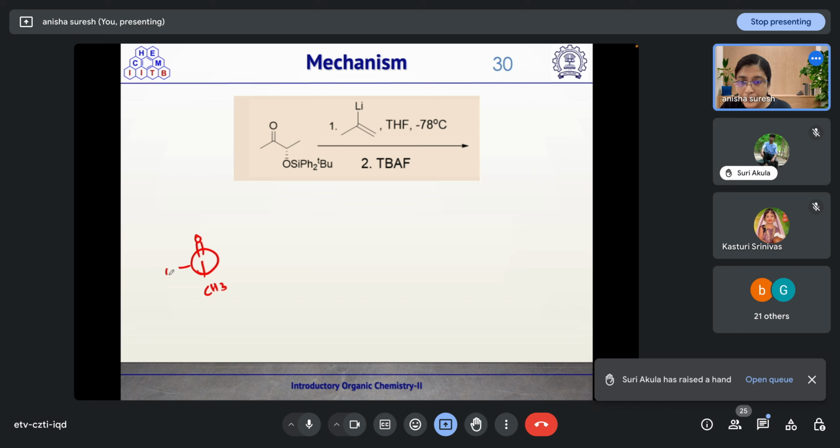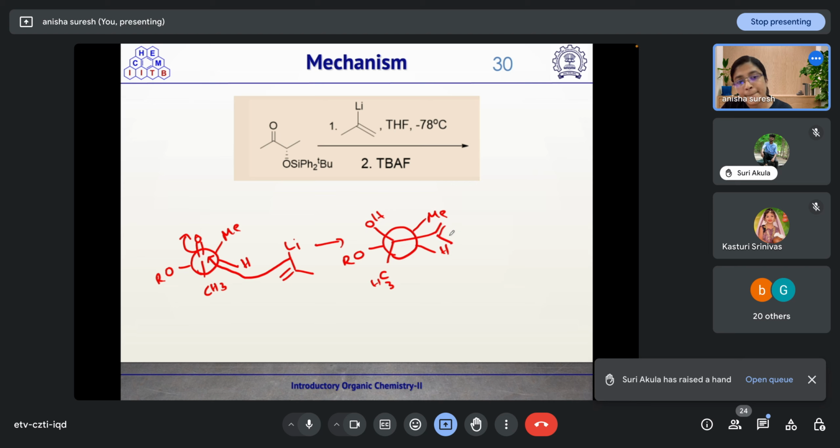CH3, OR, Me, hydrogen. So this is our nucleophile. So this will attack in this fashion. The backside carbon we will write as such. This will be OH, CH3. Fine.